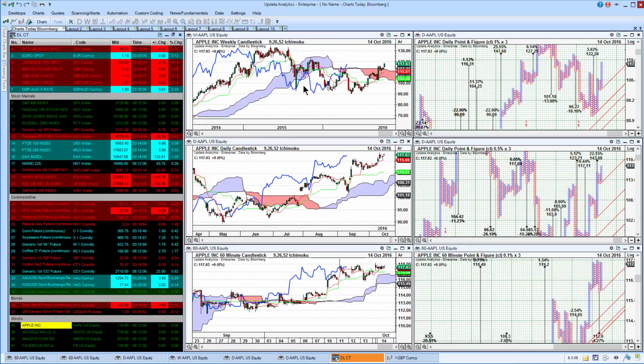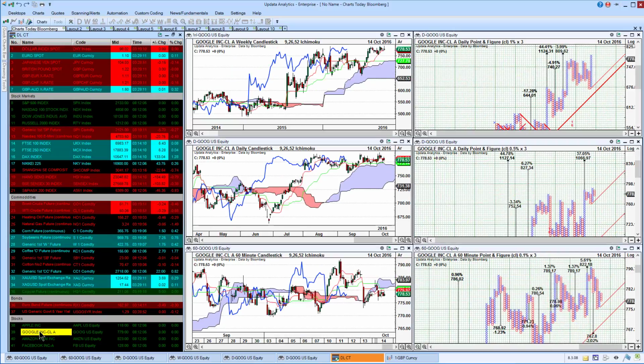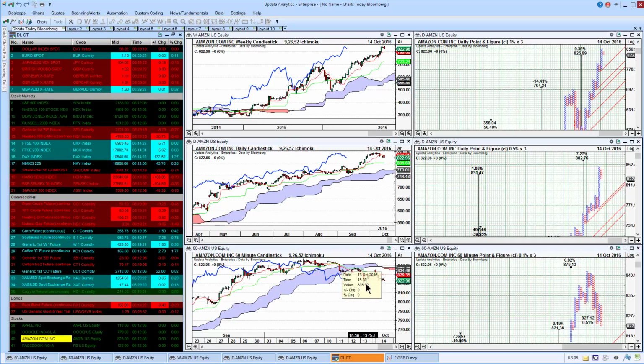Last of all, look at some bellwethers. Apple through on the weekly, on the daily, and the 60-minute chart. Apple looking bullish again. That's going to be good for the Nasdaq. Google just holding this bullishness on the short term, looking pretty bullish. Amazon really has been storming of late, and we just see on the 60-minute chart has pulled back through.